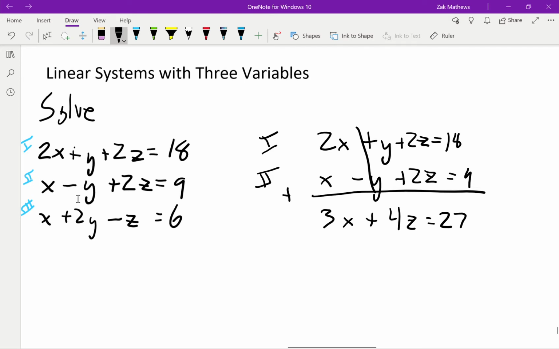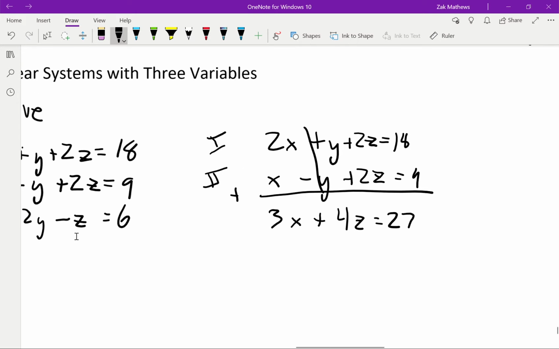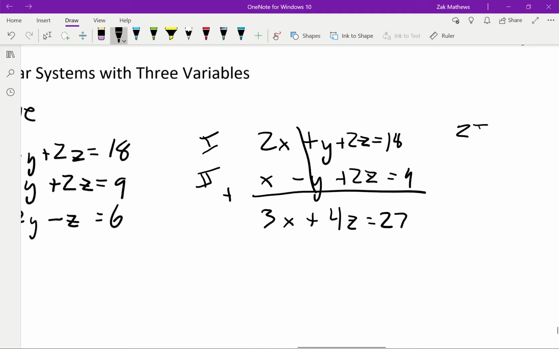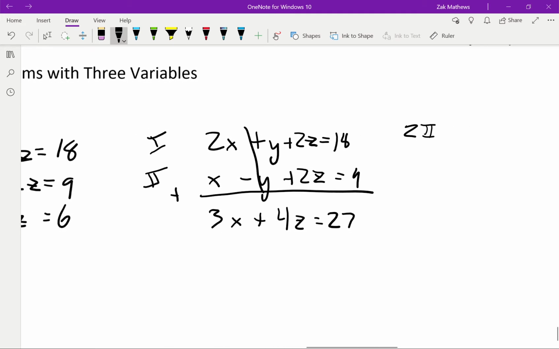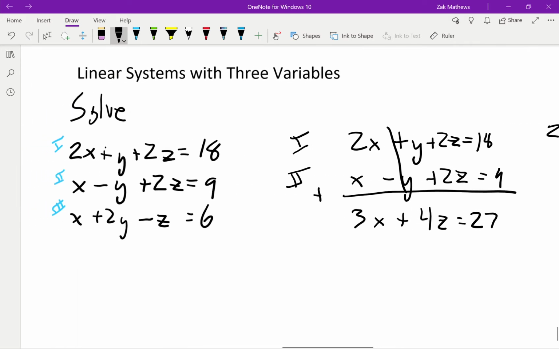But the other thing I recognize is that that negative 1 and that 2 are not going to cancel out as it is. I need to multiply the second line by a 2, so we get a negative 2 to cancel with the 2. So I'm going to take 2 and multiply it by that second line. When I do that, I get 2x minus 2y plus 4z equals 18. I just multiplied everything by 2.